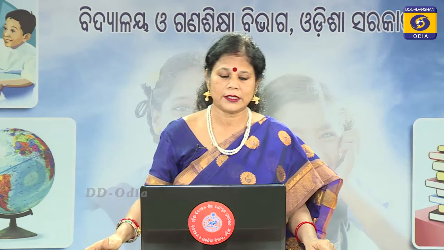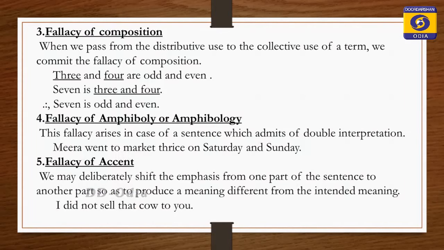Okay, let us see the example. 3 and 4 are odd and even. 7 is 3 and 4. Therefore, 7 is odd and even. So, first proposition is 3 and 4 are odd and even. Here we have taken 3 separately, 4 also separately. We have taken 3 distributively, 4 also distributively. We say 3 is odd and 4 is even.